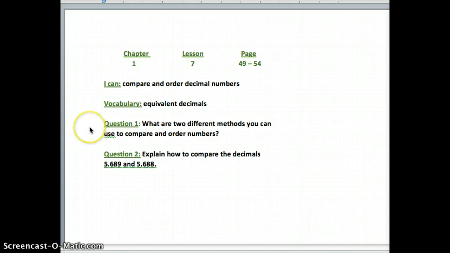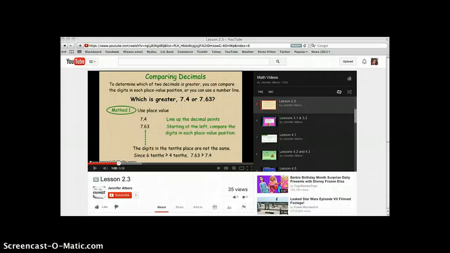The first question, what are two different methods you can use to compare and order numbers? Question 2, explain how to compare the decimals 5 and 689 thousandths and 5 and 688 thousandths. This clip will give you some ideas of how to compare decimals, so let's take a look.